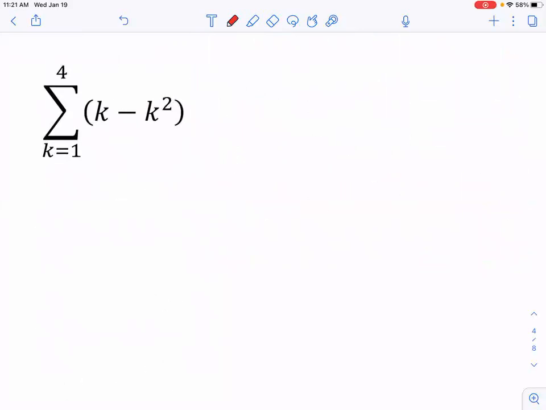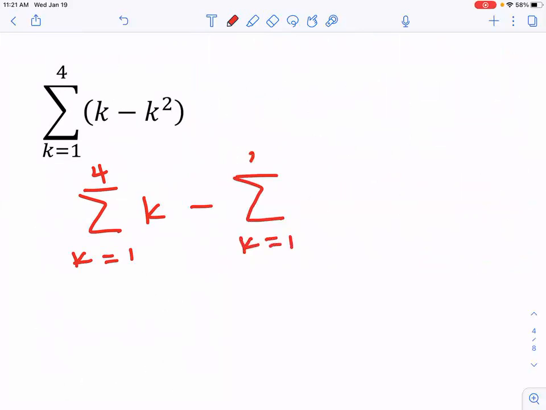Technically, we could take the sum from k equals 1 to 4 of k minus k squared, and we could break it up as the sum from k equals 1 to 4 of k minus the sum from k equals 1 to 4 of k squared.